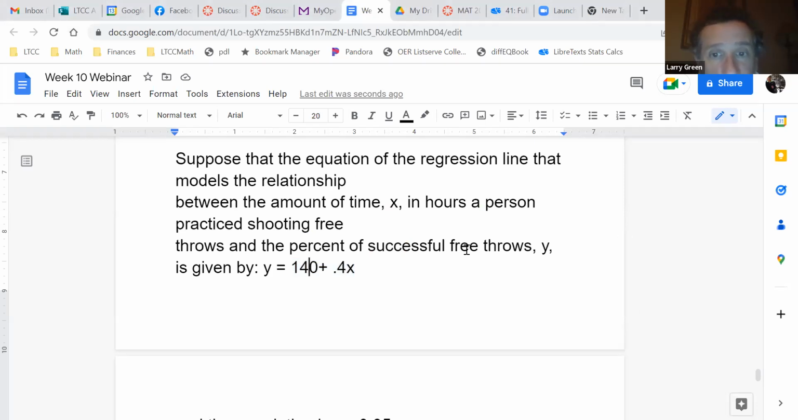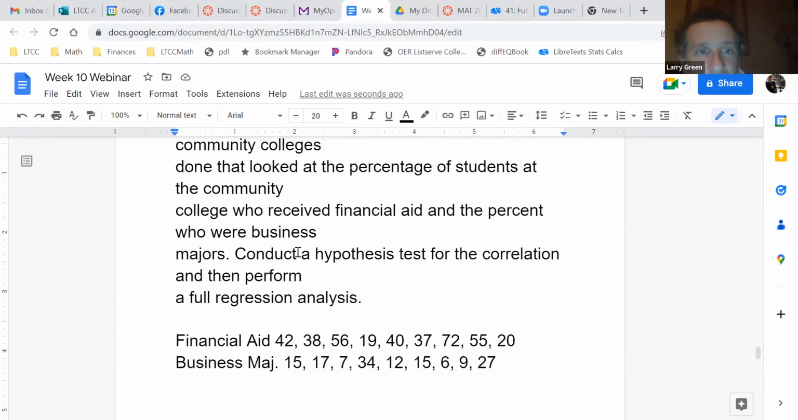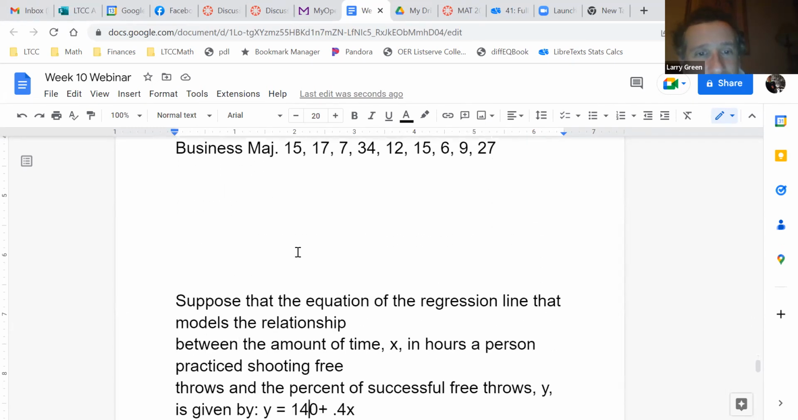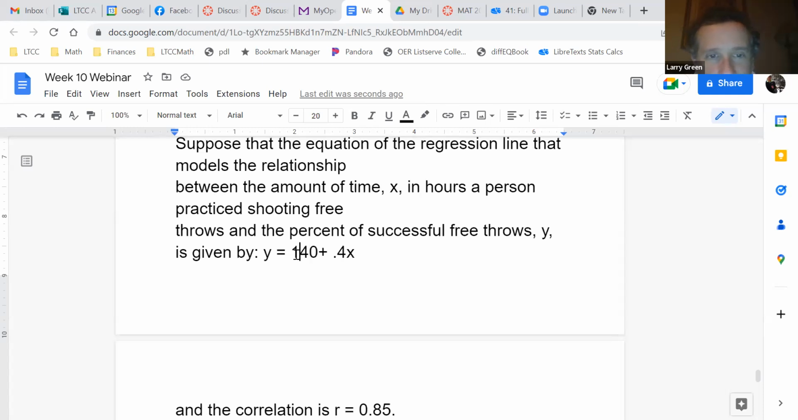Just a minute. Oh, you know what? This 140, I think, is a mistake. I copied and pasted it from before. I think there was an error there. That should be how it got 140. Let's go 0.04x. Otherwise, this doesn't make any sense at all. Yeah, let's do that. Sorry about that.